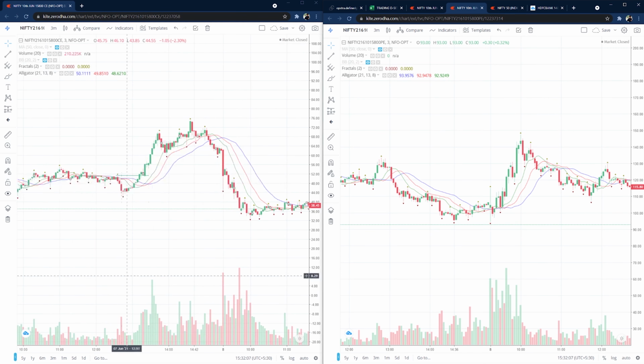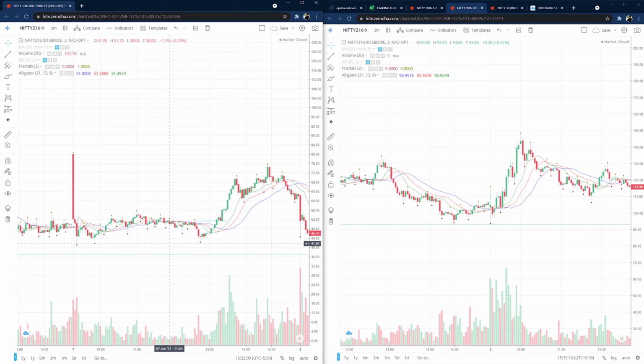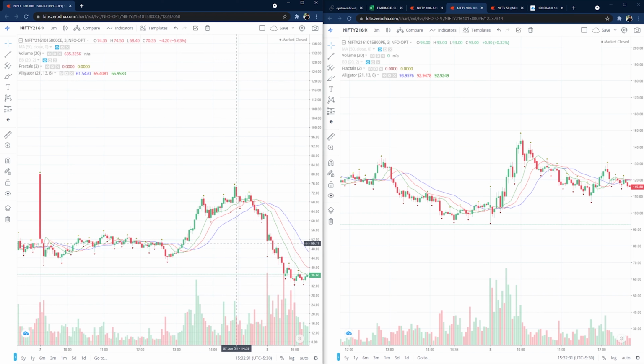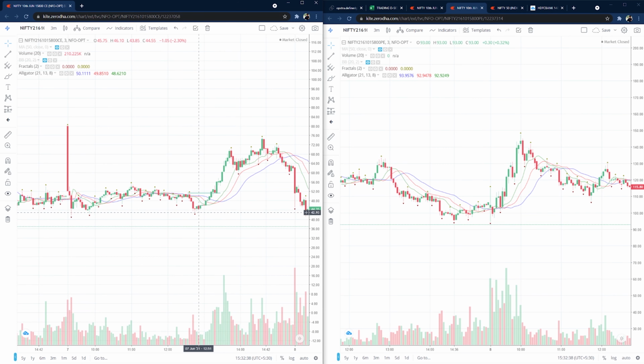What you have to do is wait for a previous fractal to be broken. This candle broke the previous fractal alongside the alligator confirmation. What is alligator confirmation? The green line should cut through the red and blue lines. Once it cuts through, that is a pure indication, and you take entry at this candle. Exit will be when the candle hits the previous fractal, and the stop loss will be the low of the previous two fractals, which is the lowest of the previous two fractals.